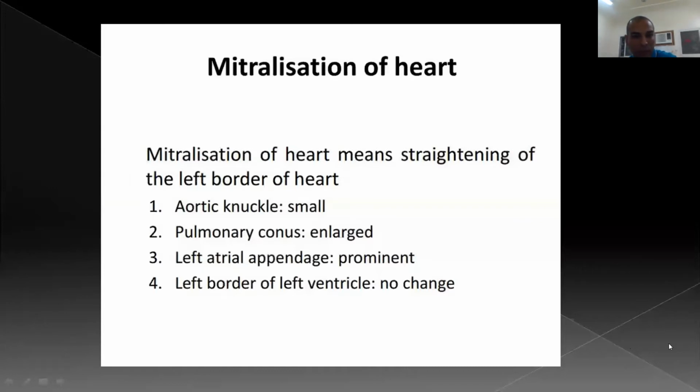We also have what we call the mitralization of the heart. How can we identify mitral stenosis or mitralization of the heart? We can see the aortic knuckle is small, the pulmonary conus is enlarged, the left atrial appendage is prominent or enlarged, and the left border of the left ventricle shows no change. It will not be changed because the problem is in the mitral valve. In mitral stenosis, the left ventricle is away from this passage.